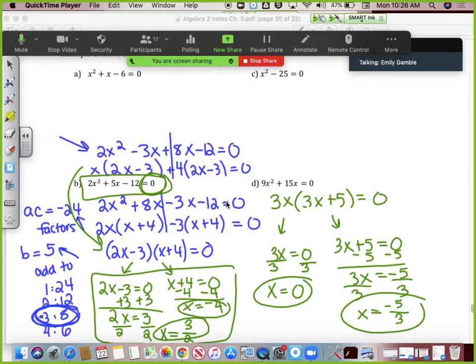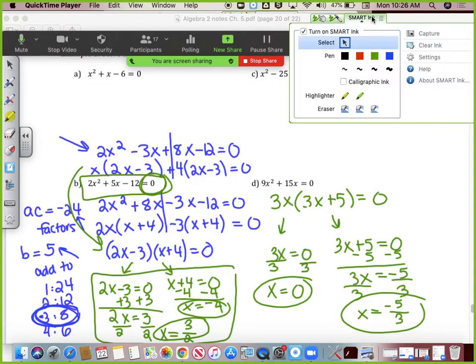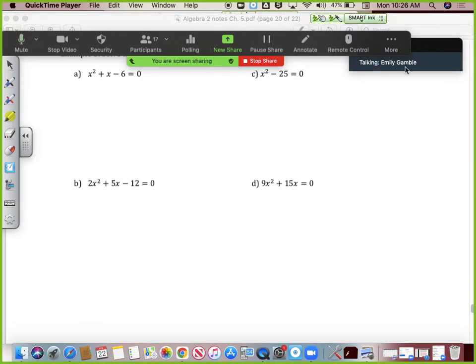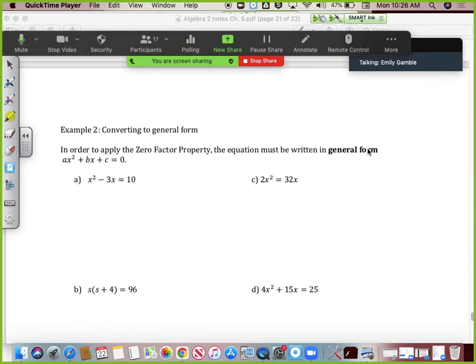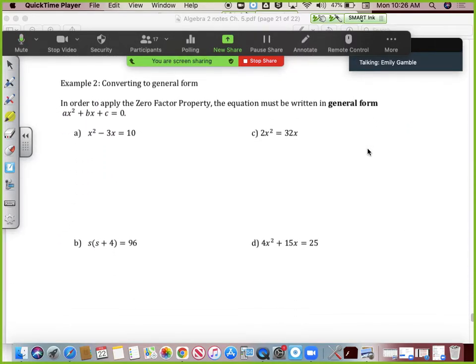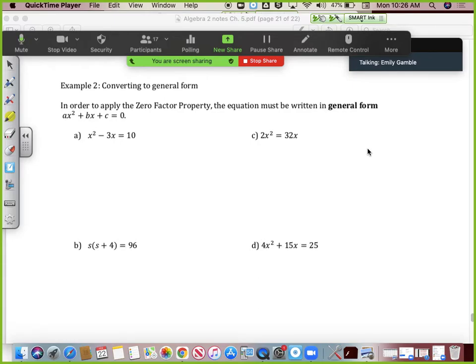Okay, so if we look at example 2 on the next page, we're going to continue applying this zero factor property to solve quadratic equations. All of the questions in example 2 add one more step to the process. In order to factor a quadratic equation, when you're trying to find where it crosses the x-axis, it needs to look like this. It needs to have some type of polynomial equal to 0. This is the important part.